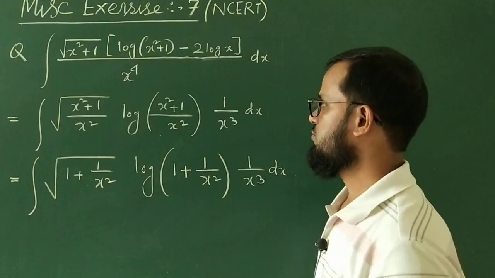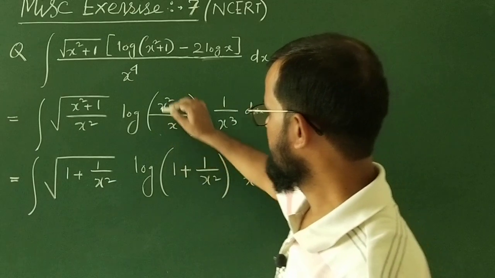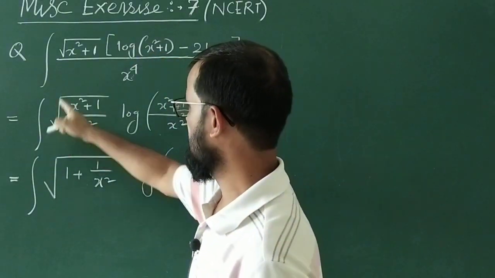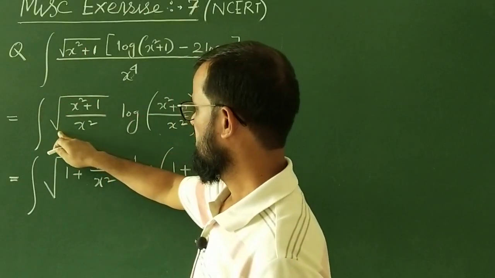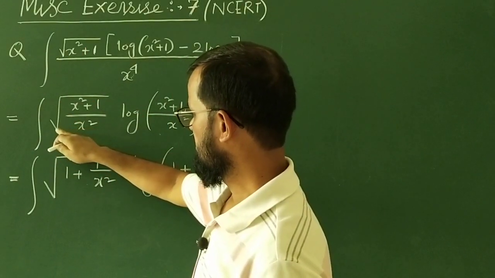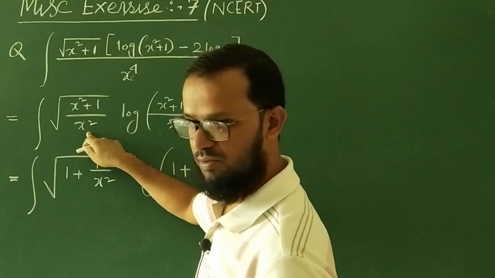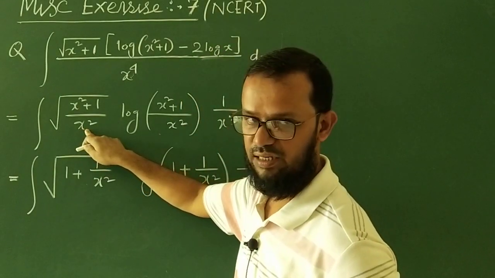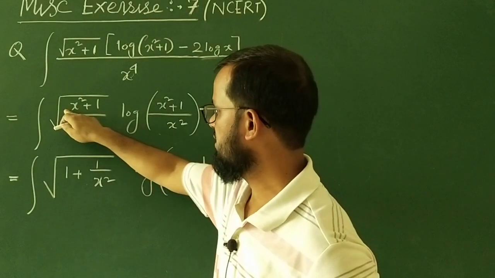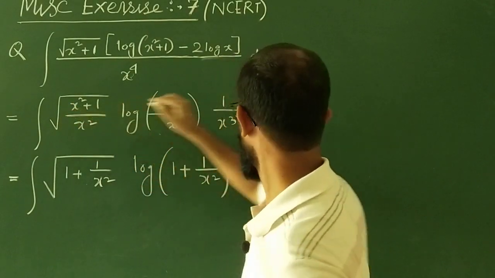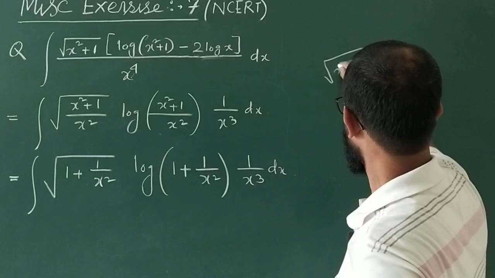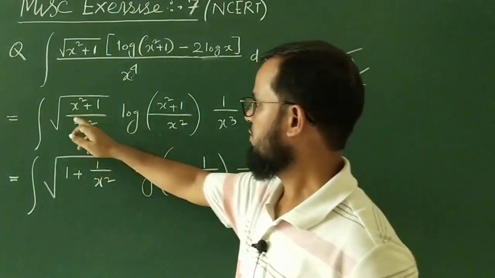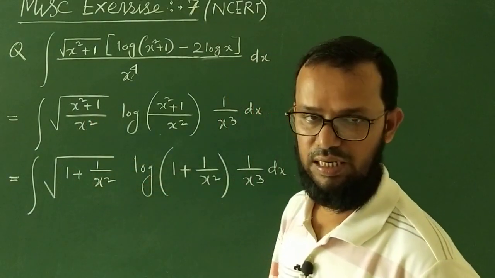So what will we do first? From here one term x we take. You see in this expression root over x square plus 1, in the denominator if we cancel the root, x will come. It means root over x square plus 1 by x, which can be written as root over x square plus 1 divided by x square.